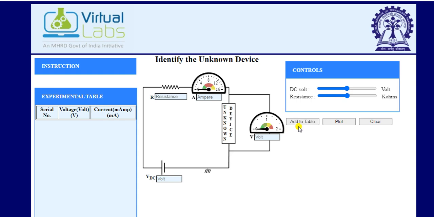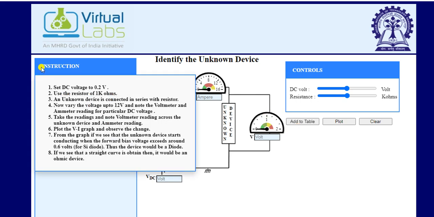So on the left hand side there is a list of instructions. First we have to set the value of DC voltage to 0.2 volt and the resistance should be 1 kilo ohm. Then change the value of voltage up to 12 volt. Note down the value of voltage and current across the unknown device, and then plot the VI graph and observe the change.